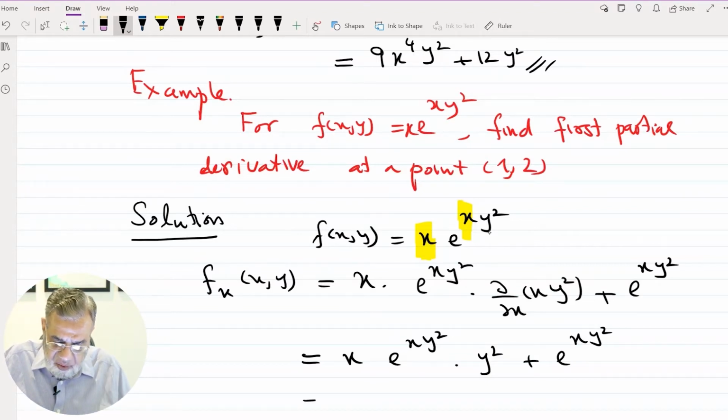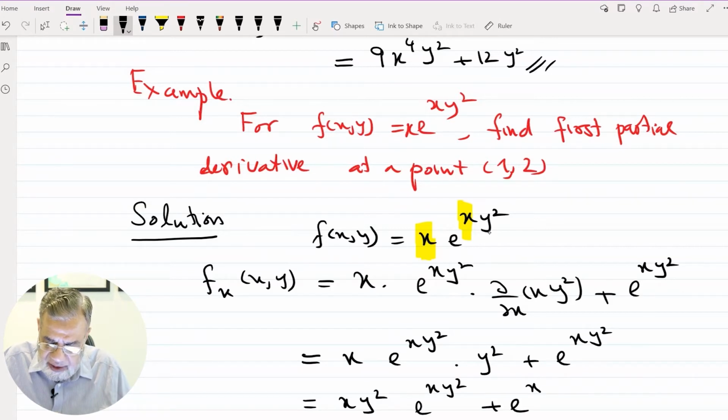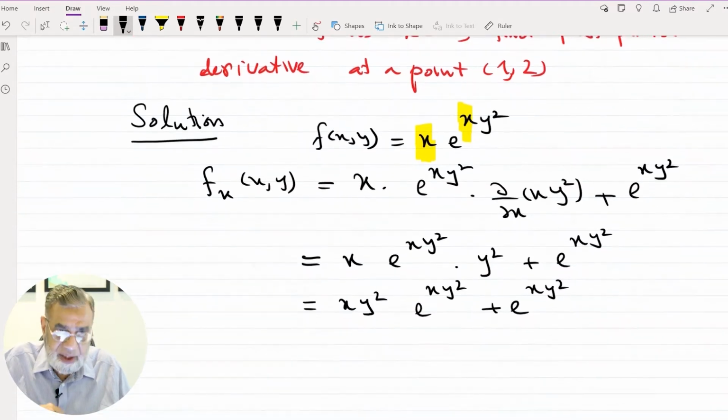We simplify this one, we get x y squared into e to the power x y squared plus e to the power x y squared. So this is my first partial derivative with respect to x. This is my result one.